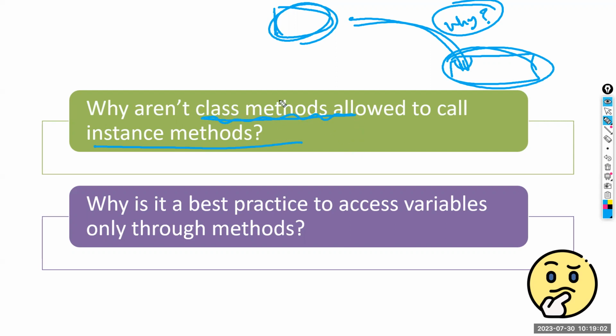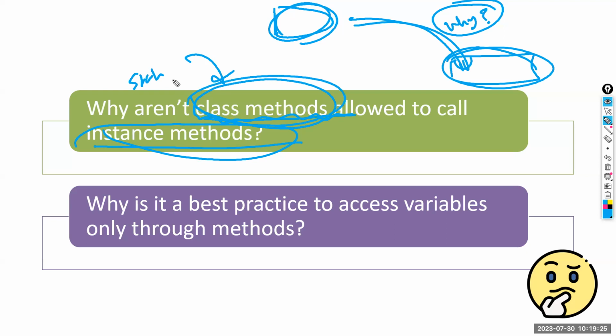Anyone? Why is it not allowed for class methods to call instance methods? So a class method means it's a contract. When you put something into a class method, you are saying that this method doesn't affect any of the objects, any of the instances. That is why you mark it as static. That is a contract. You are saying that don't worry, you can call this method, none of the objects will get affected.